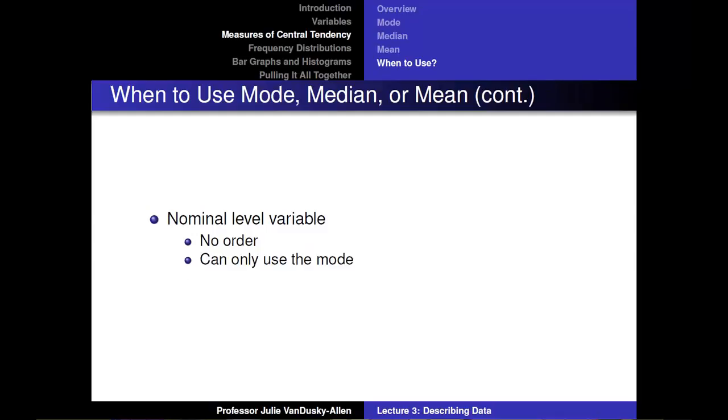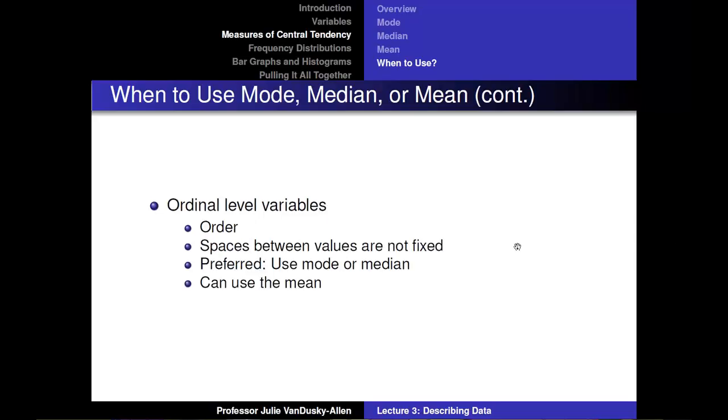If we are examining a nominal level variable, we should only use the mode. Recall that the values of a nominal level variable have no order. The mode does not assume a variable has order, but the median and mean do assume a variable has order. Hence, with the nominal level variable, we only use the mode to describe the typical case of the variable.